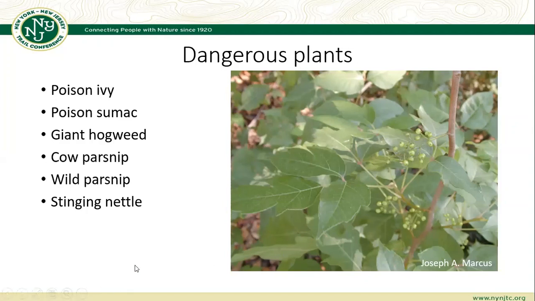Some of these are more dangerous than others. Stinging nettle, you know, that causes you some irritation. Poison ivy and sumac, depends on the person, but you just get a little rash. But these plants here, parsnip and hogweed, can cause some pretty serious burns if you touch them. So I definitely would recommend that you guys look into what these plants are and how to avoid them.